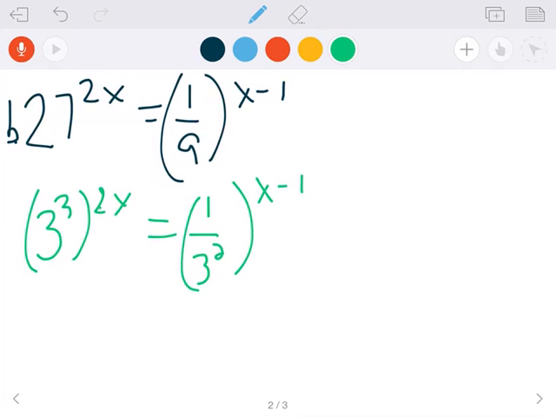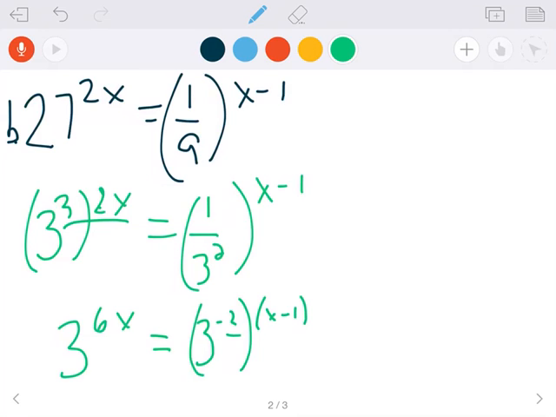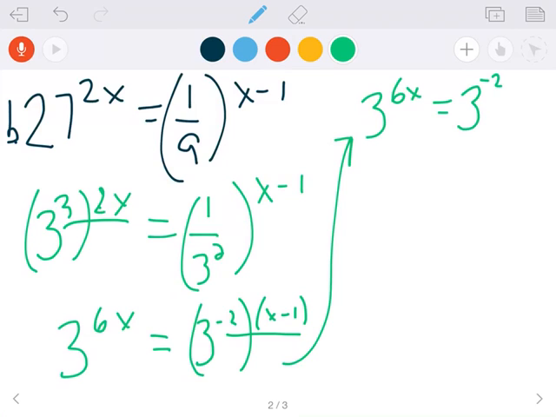So I can simplify this side, because if I'm raising an exponent to a power, I can multiply those. So I have 3 to the 6x. I can simplify the other side by getting rid of the fraction and writing it as 3 to the negative 2 raised to the x minus 1 power. Now again, I can multiply these because I have a power raised to another exponent. So moving up here, we have 3 to the 6x equals 3 to the negative 2x plus 2.